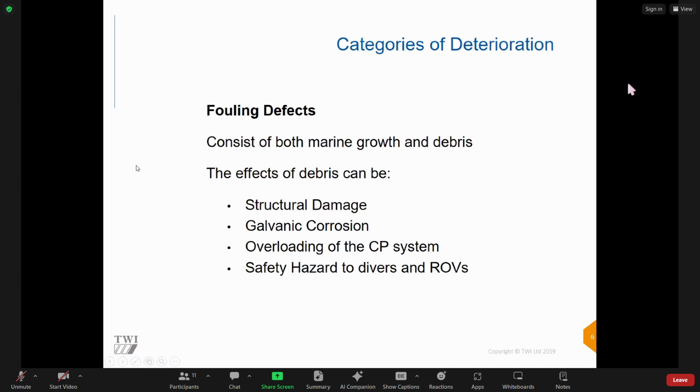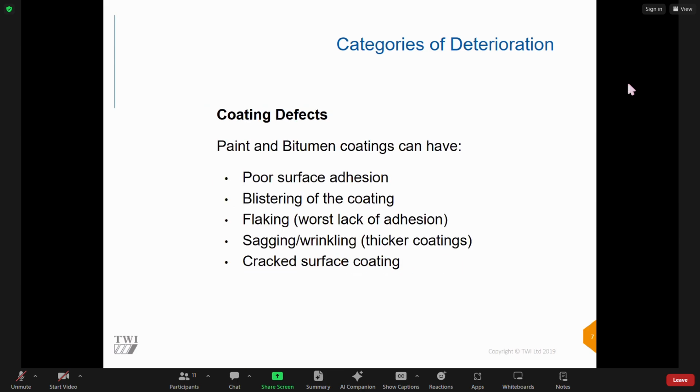Fouling defects consist of both marine growth and debris. The effects of debris can be structural damage, galvanic corrosion, overloading the CP system, and of course it can be a safety hazard to both divers and ROVs. Coating defects, paint and bitumen. Coatings can have poor surface adhesion, blistering of the coating, flaking due to a lack of adhesion, sagging and wrinkling, particularly on thicker coatings, and cracked surface coating.